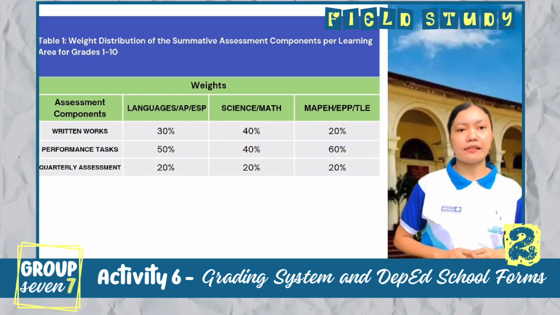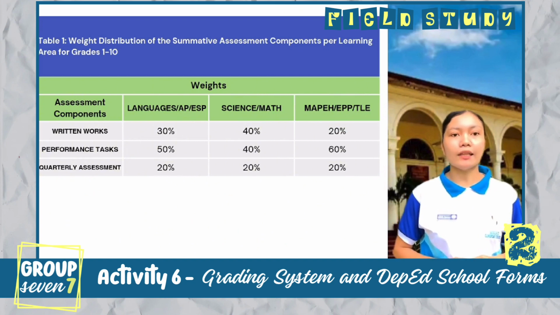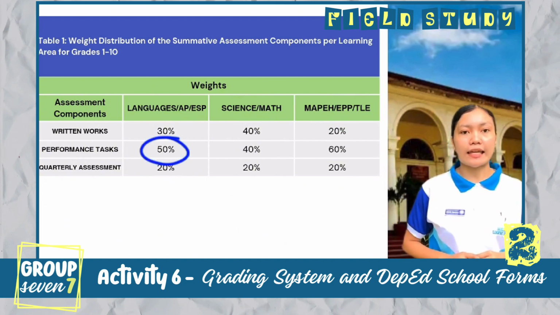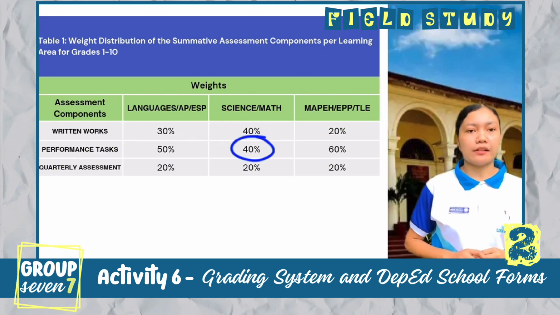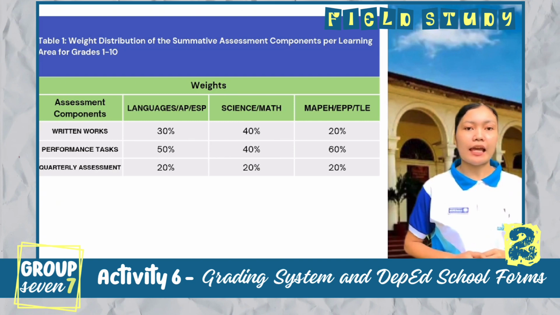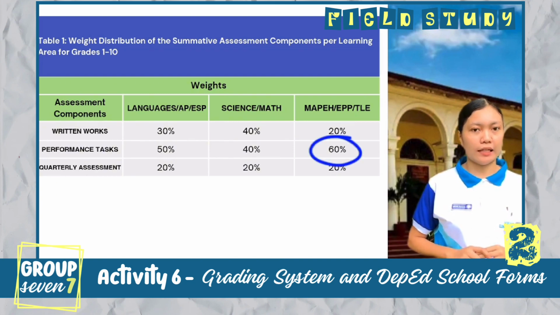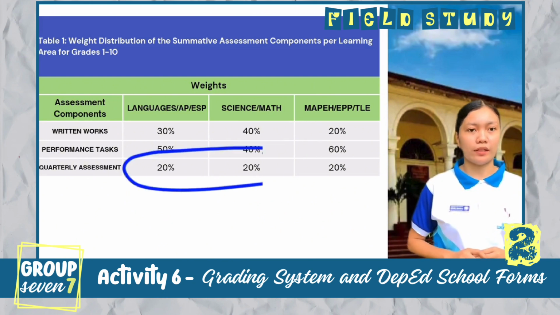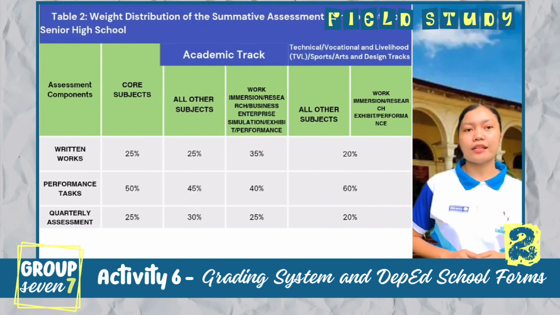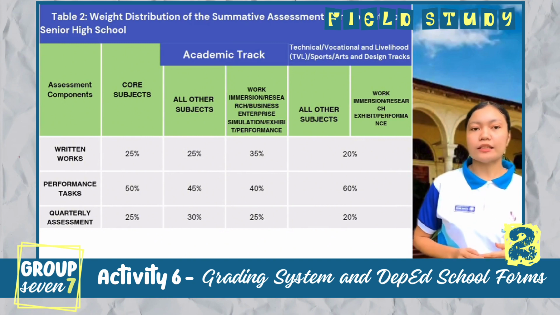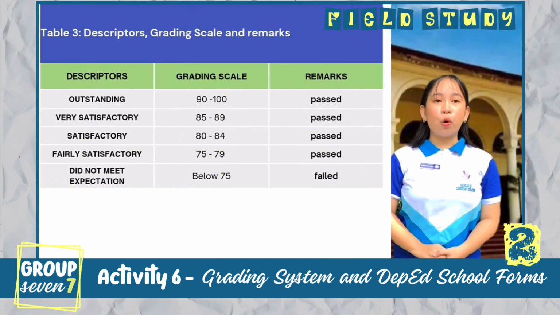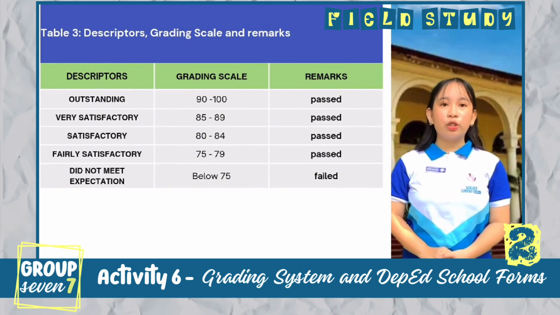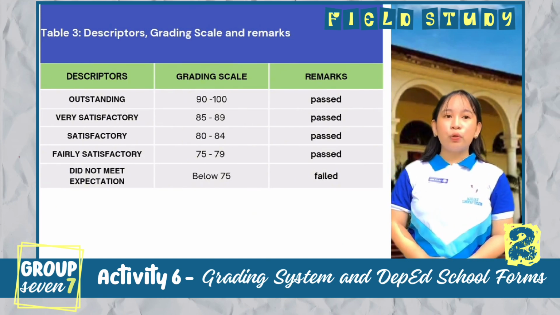In terms of performance tasks, language, AP, and ESP had a weight distribution of 50%, while science and math had a weight of 40%. And lastly, MAPEH, EPP, and TLE had a weight distribution of 60%. In quarterly assessment, all learning areas had a weight distribution of 20%. The grading system for senior high school before the pandemic follows a different set of weights for each component. Table 2 shows the weight for the core and track subjects. The summary of learner progress is shown quarterly to parents and guardians through a parent-teacher conference, in which the report card is discussed through the applicable platform.